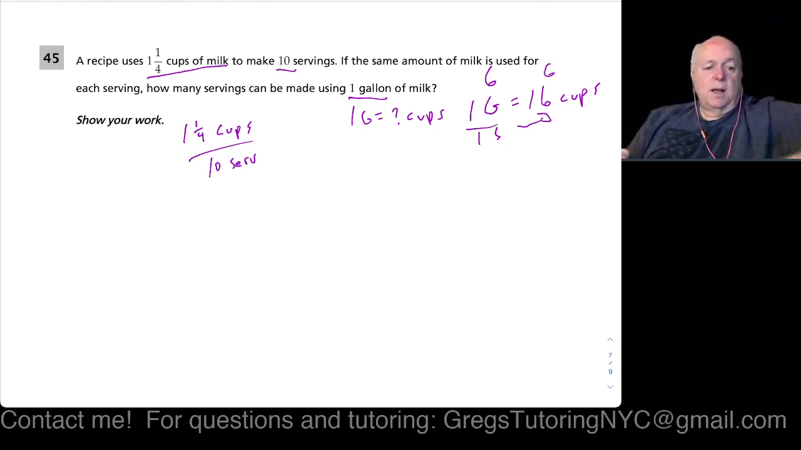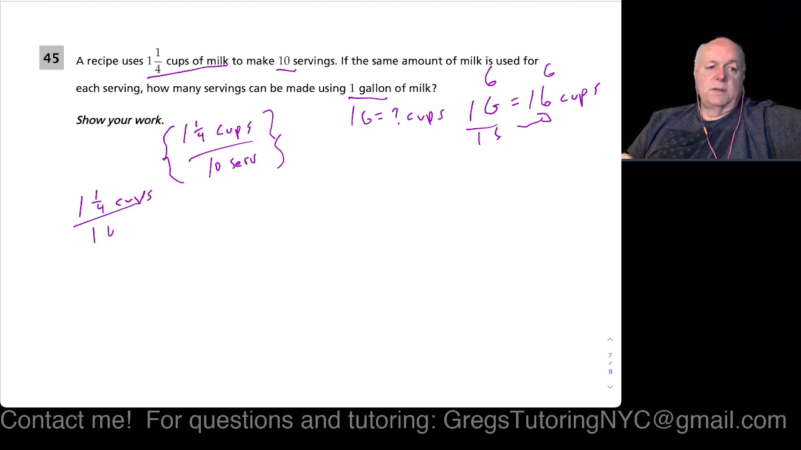Okay, so what we're trying to do is get this into that form. Now that we have the number of cups accurately, we need to set up another ratio and set the two of these together in a proportion. So we're going to have 1 1/4 cups is to 10 servings, as 16 cups is to how many servings? That's what the question's asking us here. How many servings are in 1 gallon? If 1 gallon is 16, then we can figure that out.